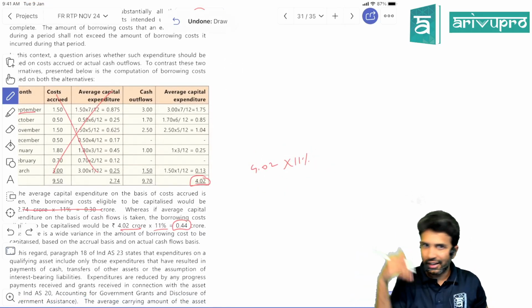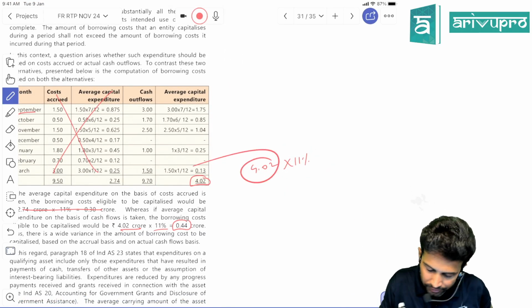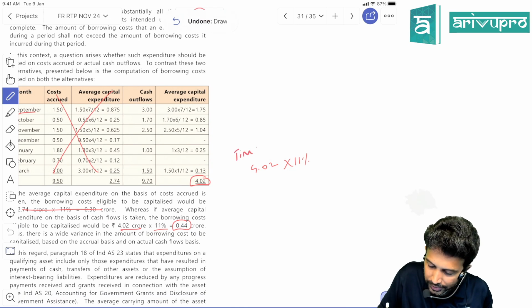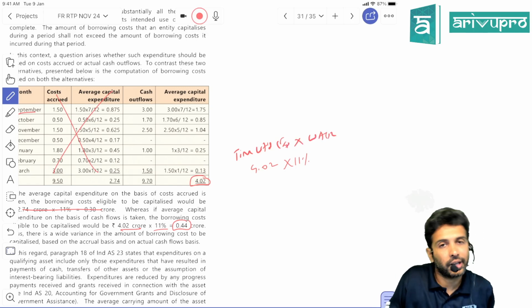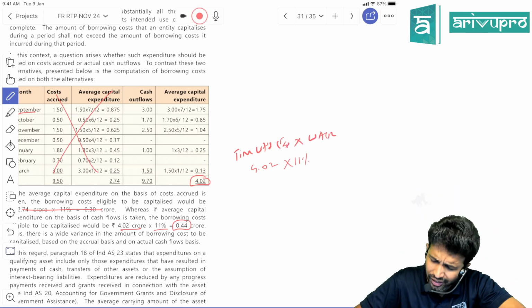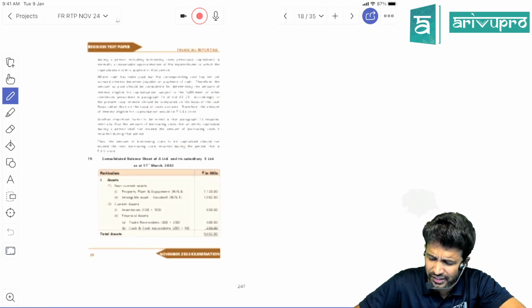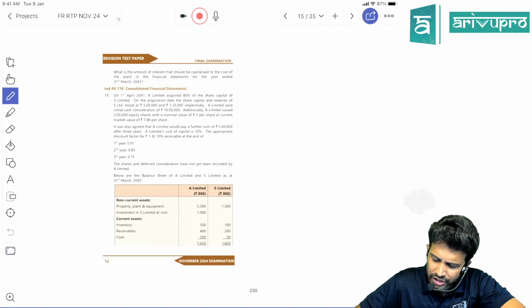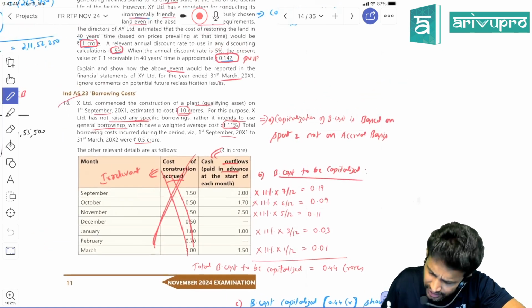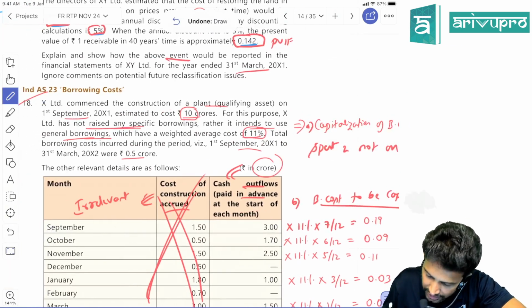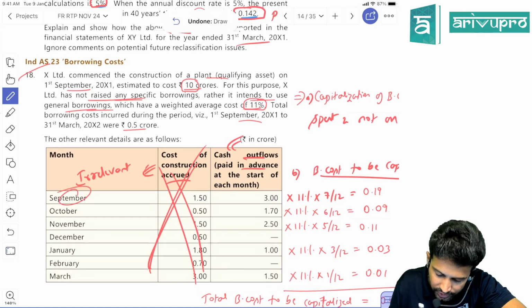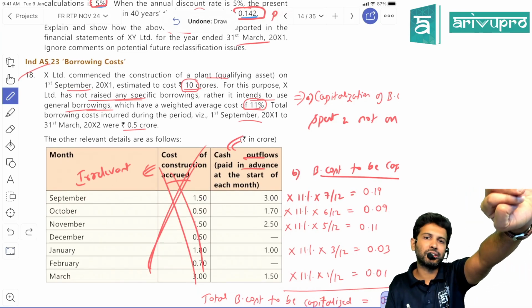Calculate only time weighted expenditure, and then take this time weighted expenditure and multiply by the weighted average capitalization rate. Like that you can do. That is one approach. Or instead of that, you can calculate like this. I feel this is easier. Instead of finding time weighted expenditure and all, this is the expenditure, right? So take 3 crores. When did you incur this? September. So September, October, November, December, January, February, March.